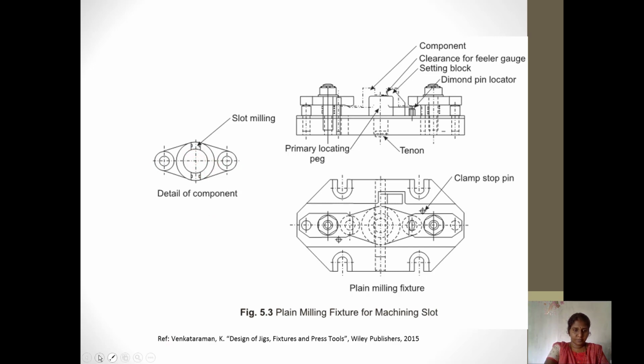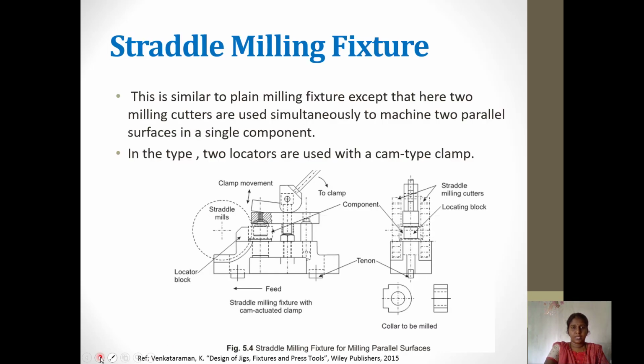Next one is straddle milling fixture. This is similar to plain milling fixture, except that here two milling cutters are used simultaneously to machine two parallel surfaces in a single component. This is the component to machine two parallel surface of the single component, we are going for the straddle milling.